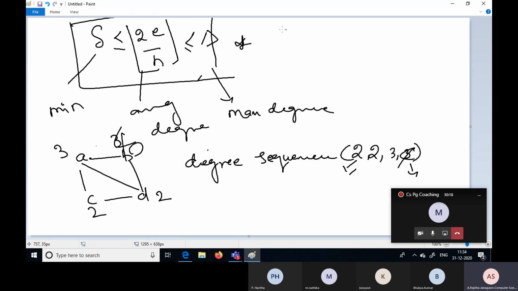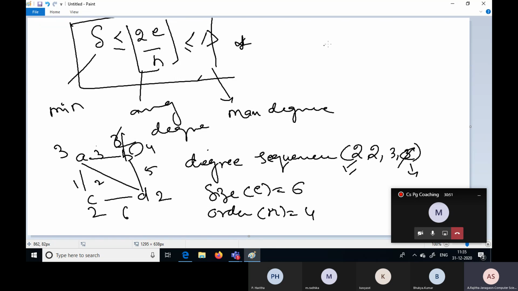Now what is the size, that is, the number of edges? While counting the degree we take a self loop twice, whereas counting the edges we take it only one time. 1, 2, 3, 4, 5, 6. That means 6 edges are there. Coming to the order, which means the number of vertices, n equals how many vertices are there here? 4.